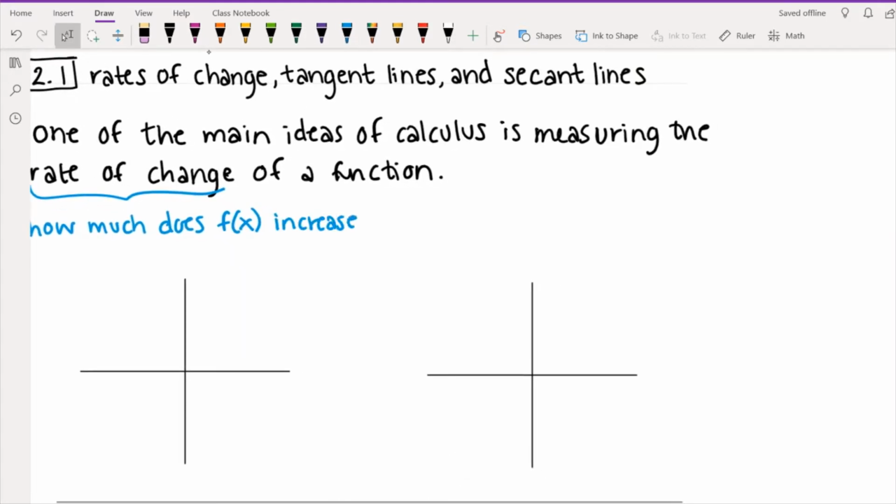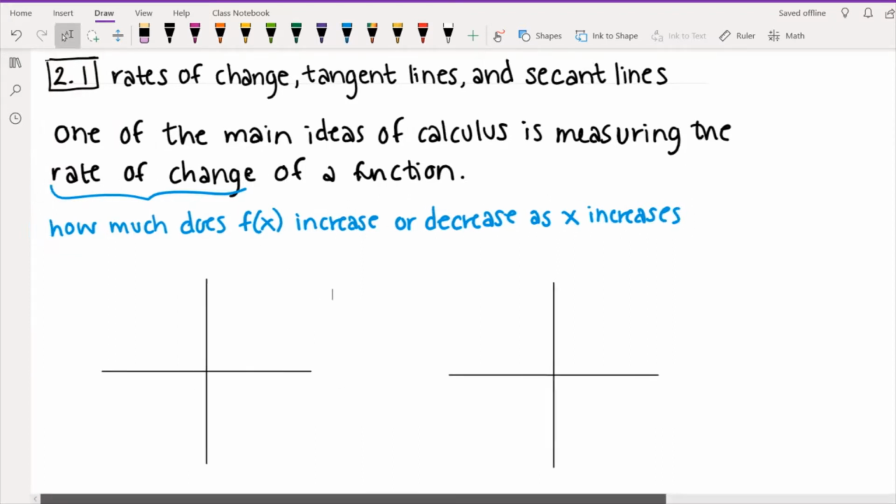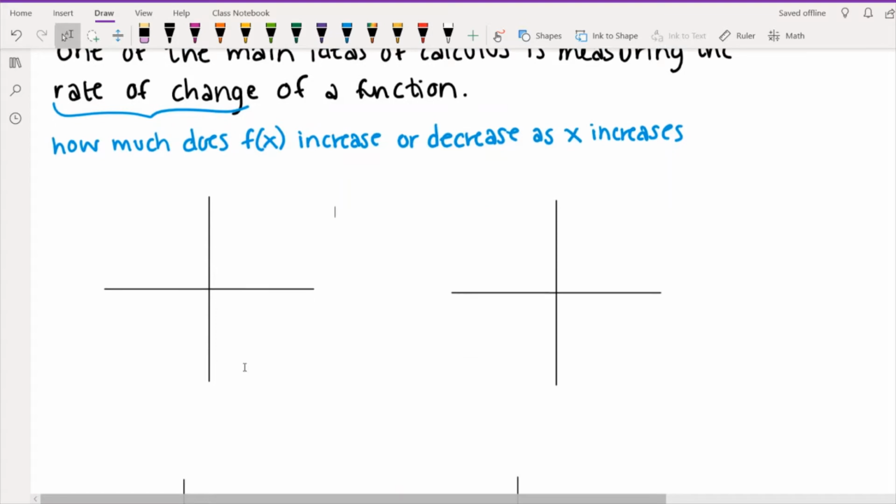Increase would mean it's going up, decrease would mean it's going down, as x increases. So it's like as you're going from left to right and looking at your function, what is the function doing? Is it going up? Is it going down? Is it going up steeply? Is it going down slowly? Just seeing what's the behavior of the function as you move from left to right.